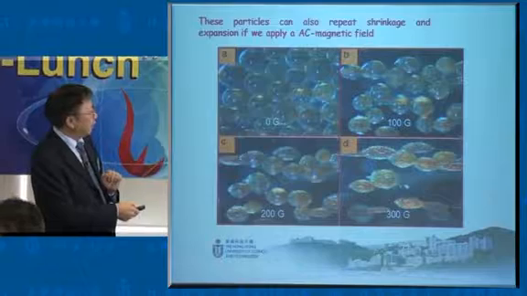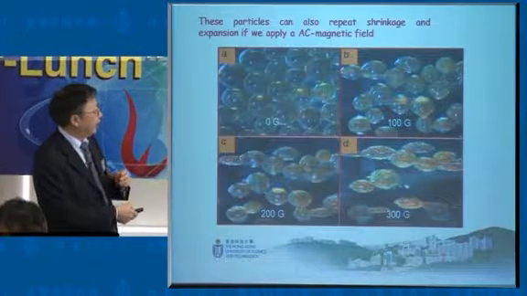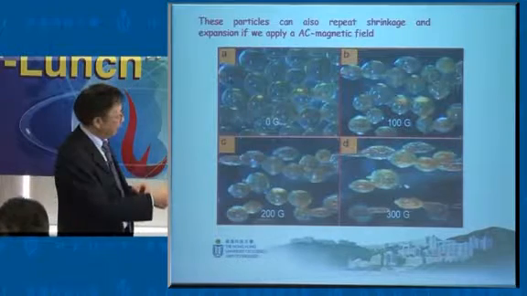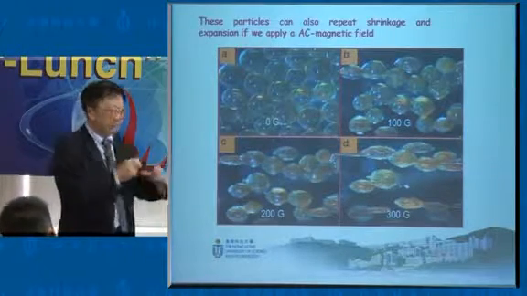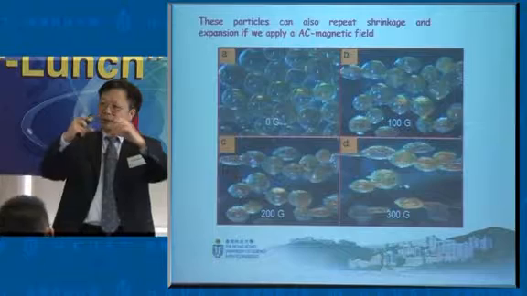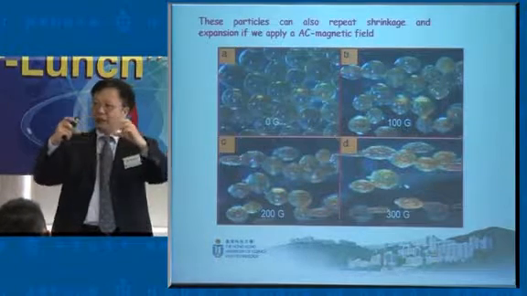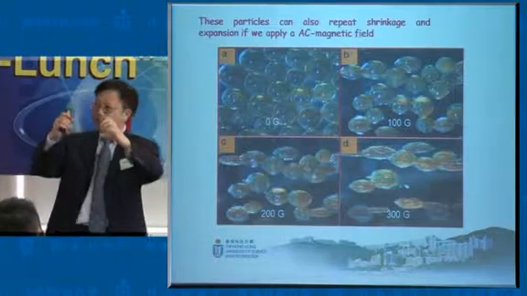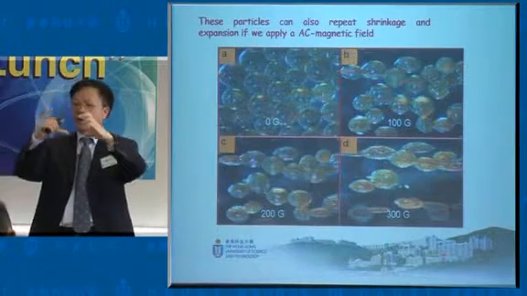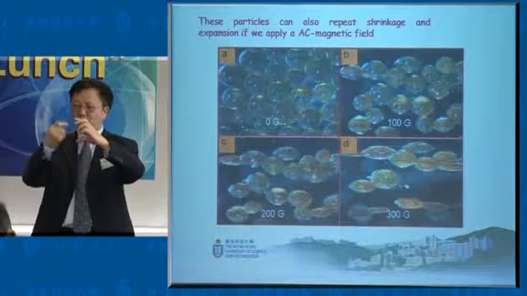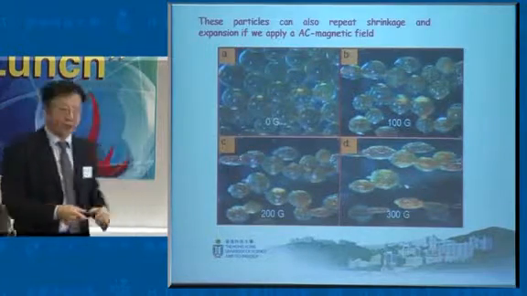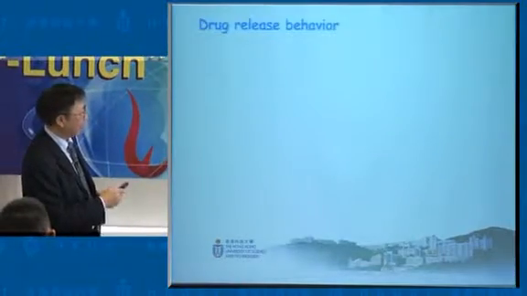And here you can see, without application of a magnetic field, it is spherical. However, if I apply a magnetic field, it expands in one direction along the field. So if I apply the alternating field, it's like a pump. This drug can be released from inside to outside through the shell. So we call it smart drug release.